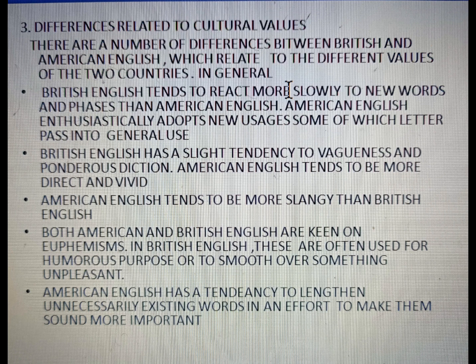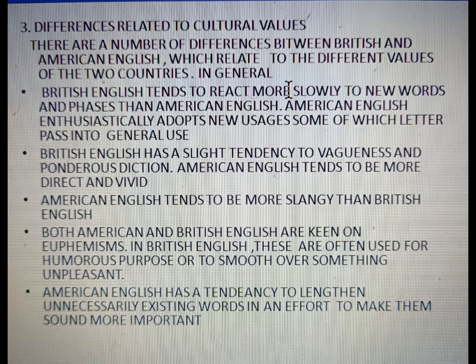British English has a slight tendency to vagueness and ponderous diction. American English tends to be more direct and vivid. American English tends to be more slack than British English.